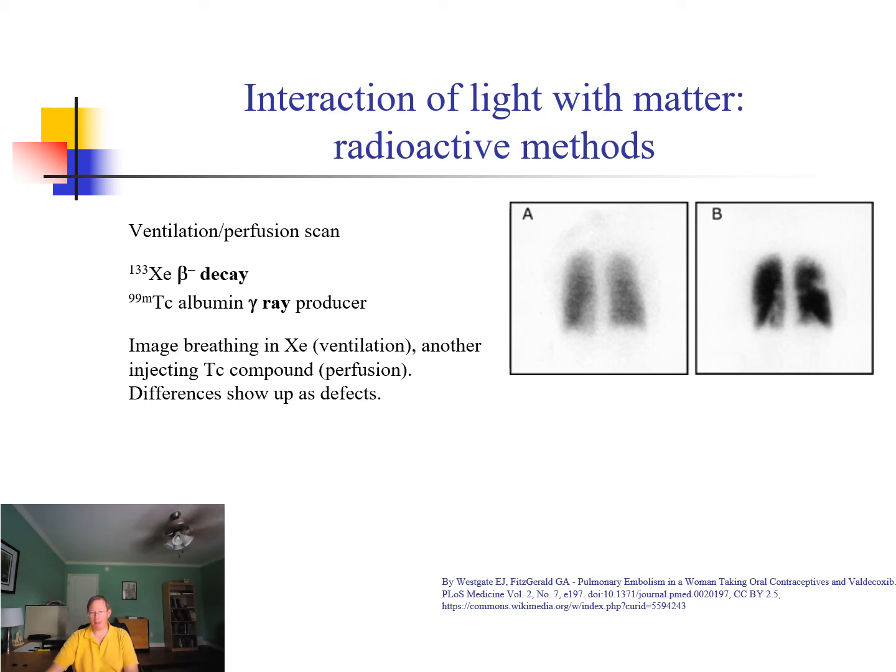I look at the image from the xenon decay, and I look at another with the technetium, and the differences will show up as defects between the areas that were imaged from the xenon, which is the ventilation, and the areas that were perfused or not perfused as shown. Those differences are ascribed to whether or not it's likely that there's a blood clot causing it. This is called a VQ, or a ventilation perfusion scan.